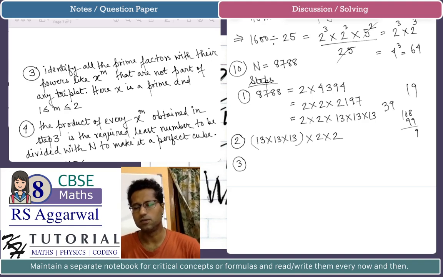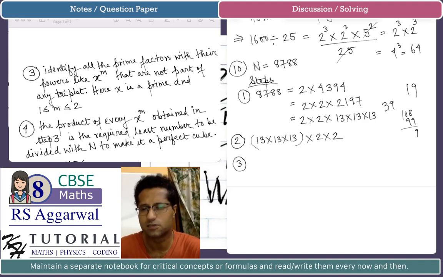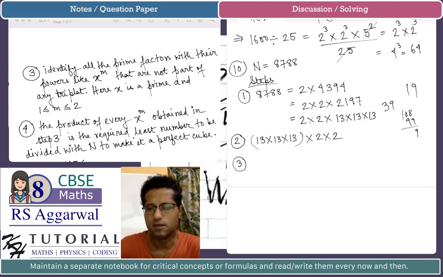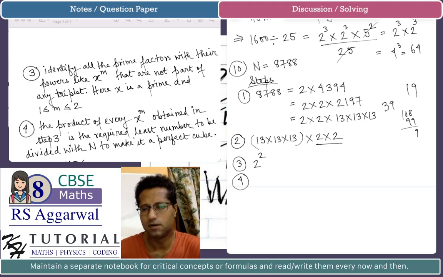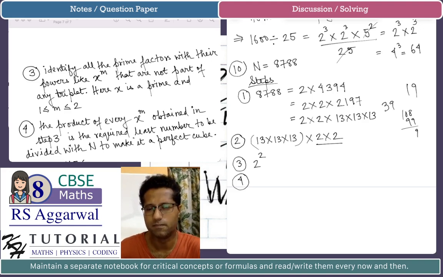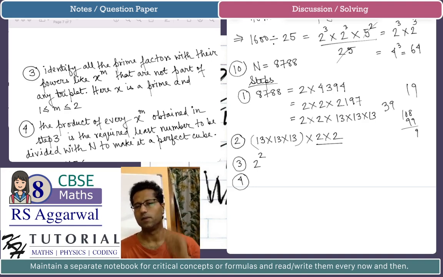So among those prime factors, combine the similar prime factors in the form of a power, that is x to the power m. In this example, we can see 2 into 2 is not part of any triplet, and the only x to the power m identified is 2 square. Finally, the product of all the numbers of the form x to the power m identified in step 3 will be the least number by which the given number has to be divided to make it a perfect cube.